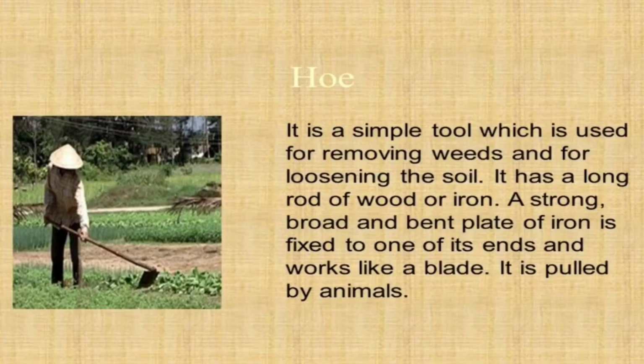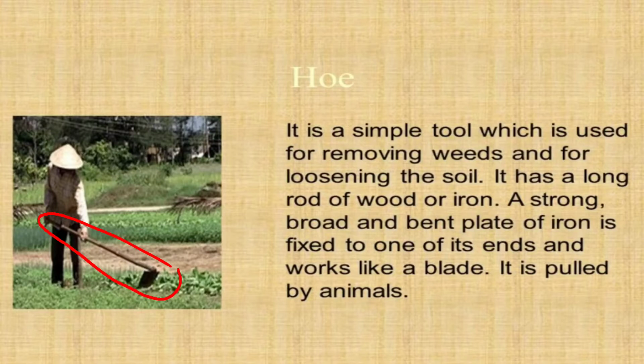Then we have the hoe. See here, a man is holding a hoe-like structure. This is the hoe. It is a simple tool which is used for removing weeds and for loosening the soil. It has a long rod of wood or iron. A strong, broad and bent plate of iron is fixed to one of its ends and works like a blade.